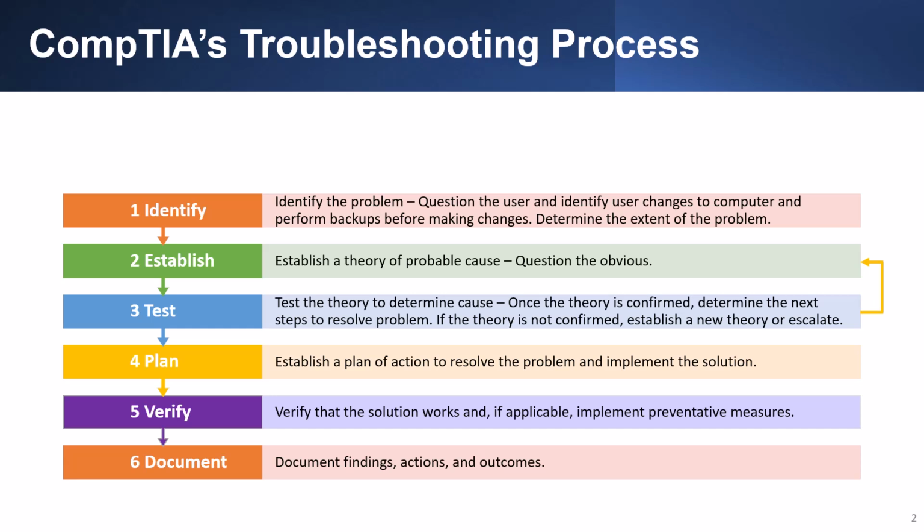CompTIA's troubleshooting methodology includes a 6-step process that allows you to frame the problem and guides you to identify and execute a solution. The 6 steps include: identify the problem, establish a theory of probable cause, test the theory to determine cause, plan, which includes establishing a plan of action to resolve the problem and implement the solution, verify full system functionality and, if applicable, implement preventive measures. Lastly, document findings, actions, and outcomes.